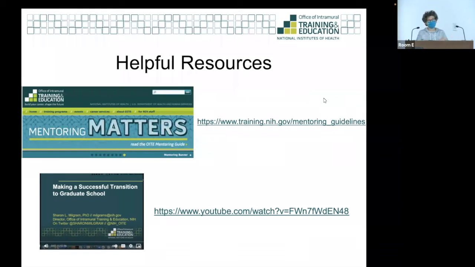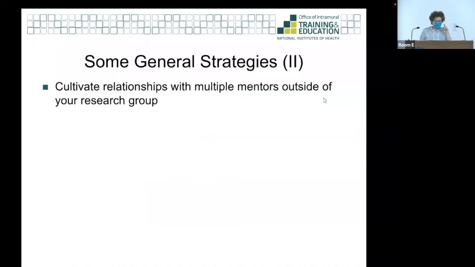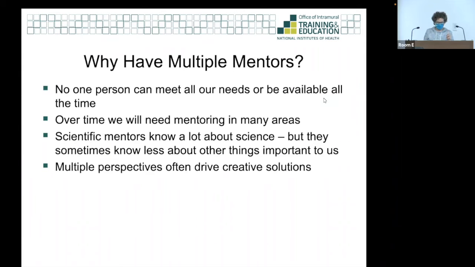Those of you already in a relationship, we're going to spend much of the rest of the time talking about having the best experiences possible. That leads me to the second strategy, and that is to cultivate relationships with multiple mentors who are outside of your research group. We all need a mentoring team. It isn't one person, it is a team of people. No one person can meet all of our needs.